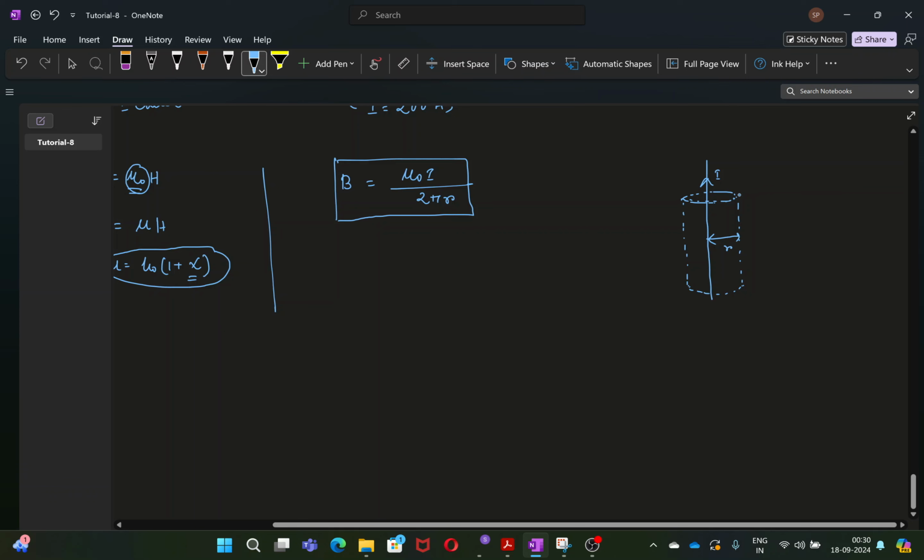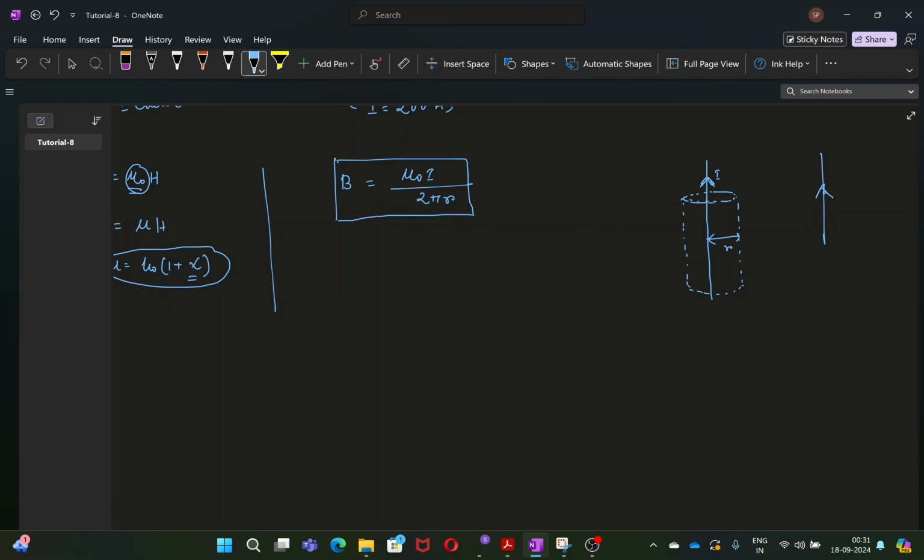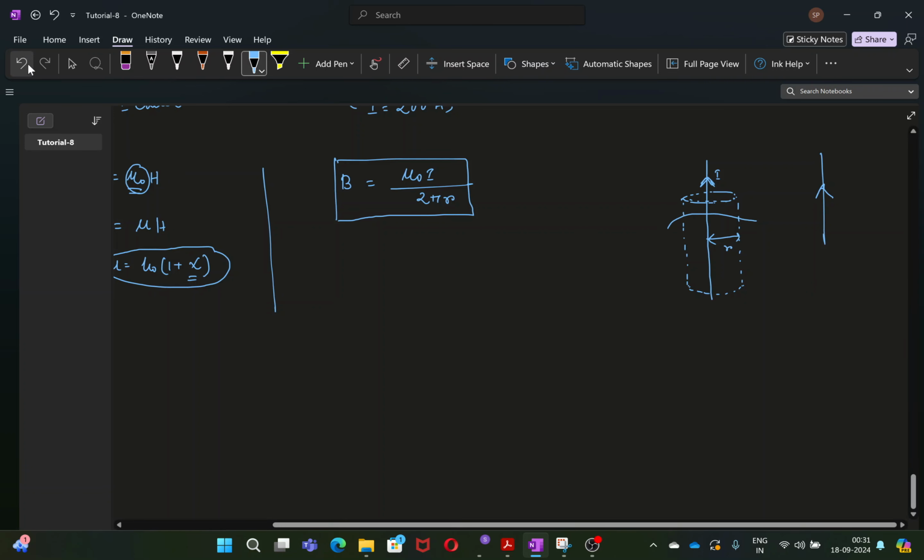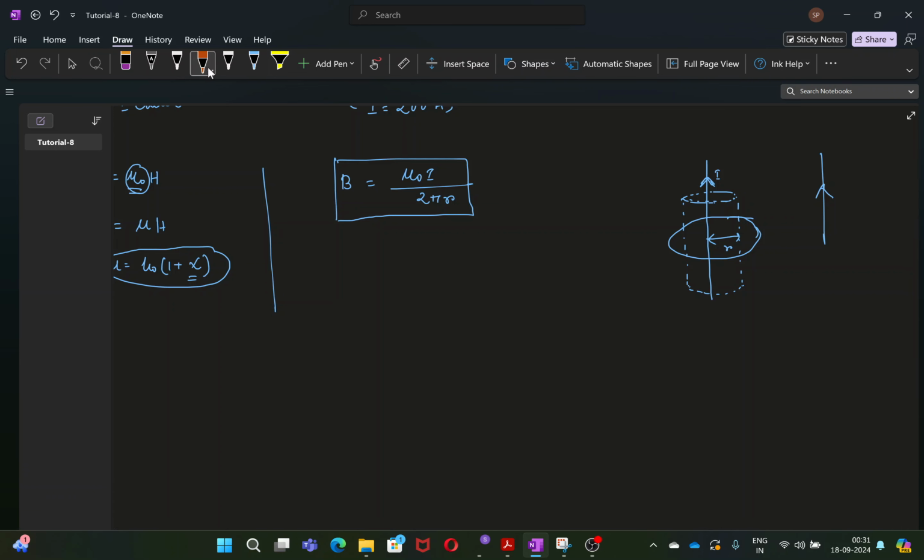Okay, so in that case, if this current I is flowing, obviously this is in the upwards direction. If you use the right hand rule, then you will see that the field that will be produced by this current will be in the anti-clockwise manner, right? So the field lines will be like this around the wire. If the current is in the upwards direction, then the field will be in the anti-clockwise direction, right?